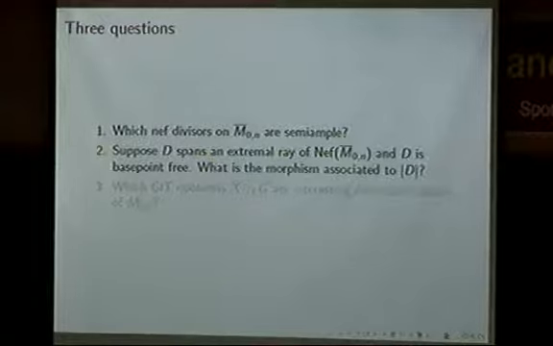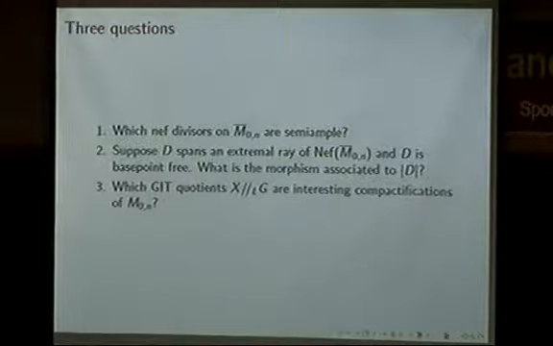to other varieties. And my third question reflects my particular taste in algebraic geometry. Throughout my career, I've studied GIT quotients, and many of these are compactifications of M0n. And so I'd like to know which GIT quotients give us new and interesting compactifications of the open part M0n.